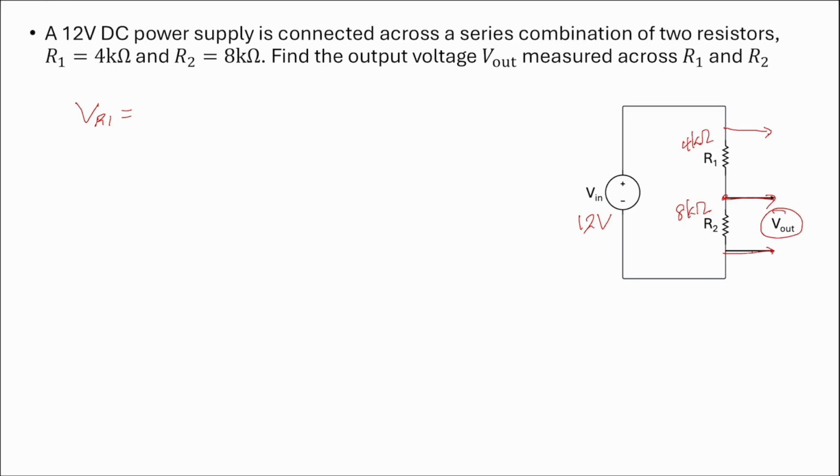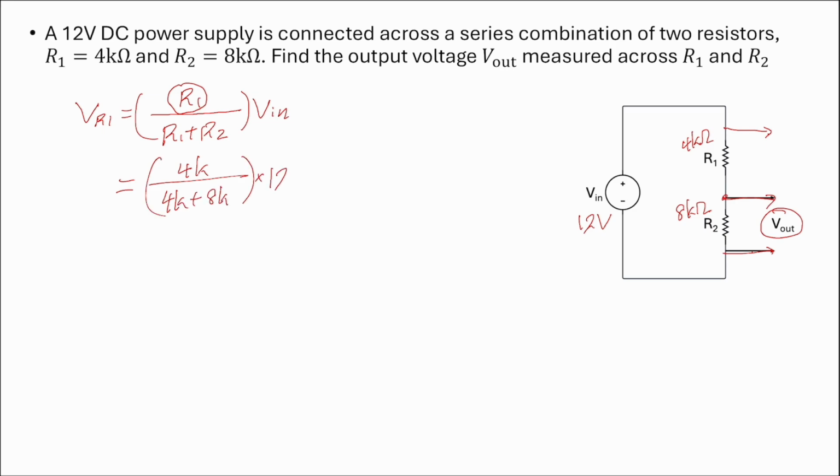This voltage is proportional to V in, in this case 12 volt, and the proportional constant is a fraction. The denominator is R1 plus R2. The numerator is R1, because we want to get the voltage across R1. So plug the numbers in. This is 4K over 4K plus 8K, multiply 12, and you will get 4 volt.